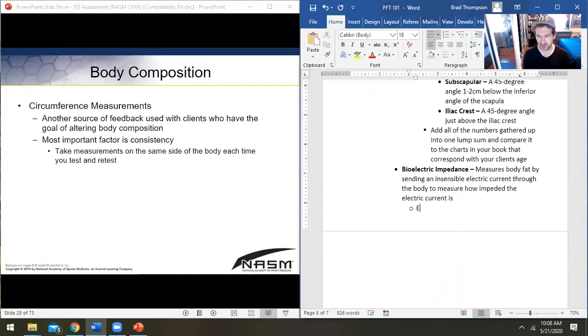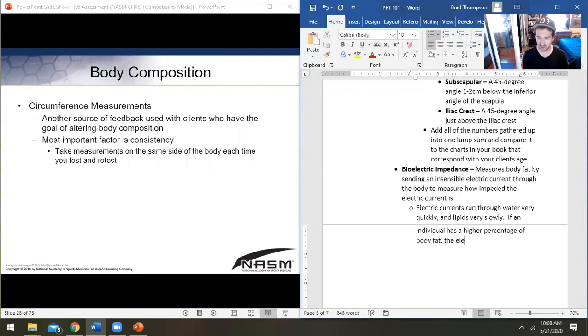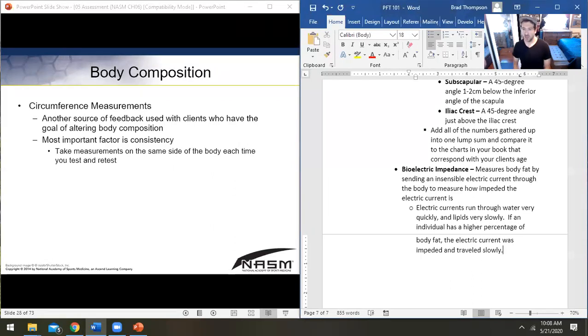So electricity runs through water very quickly and lipids very slowly. If an individual has a higher percentage body fat, the electric current is impeded and travels slowly. Cool. And then hydrostatic weighing.